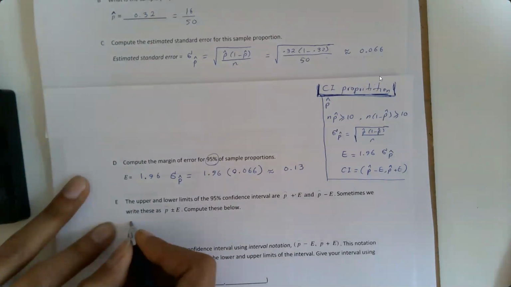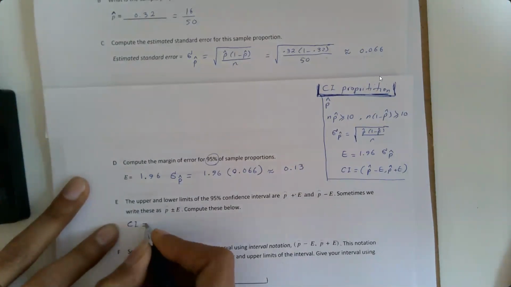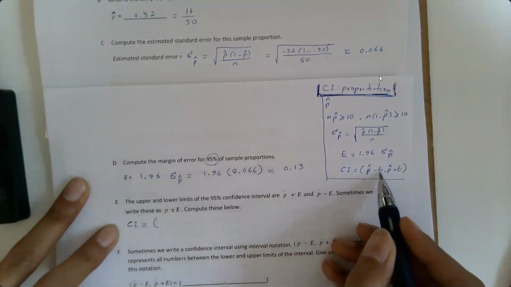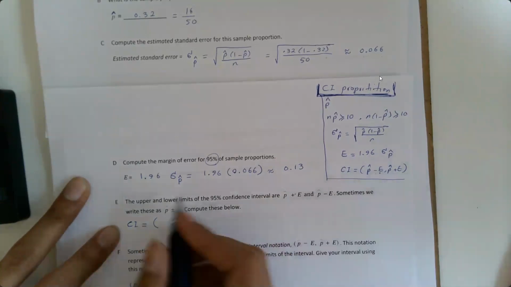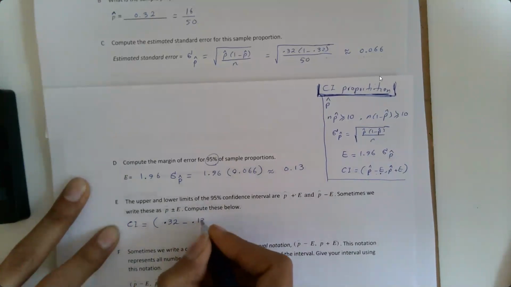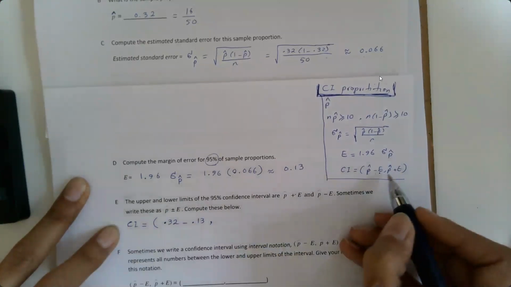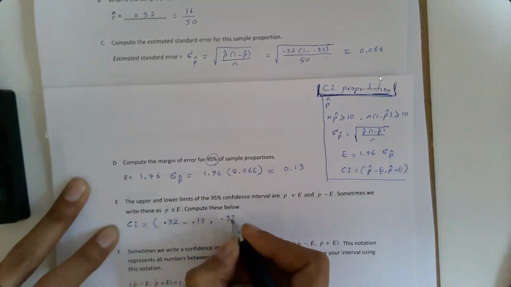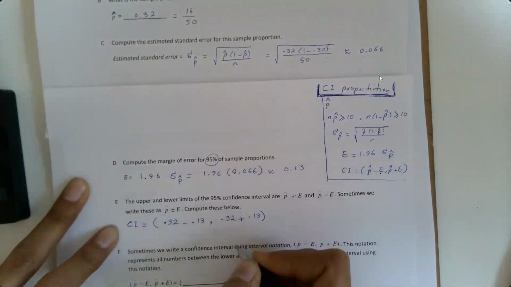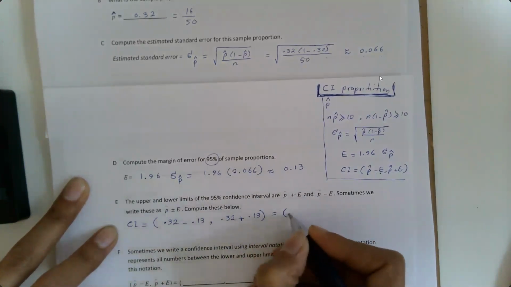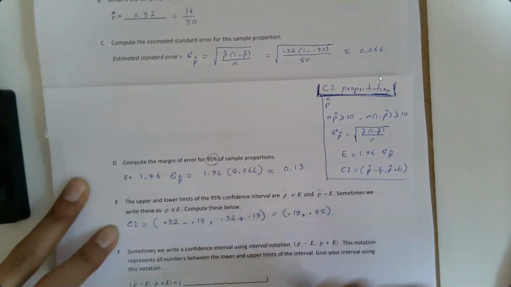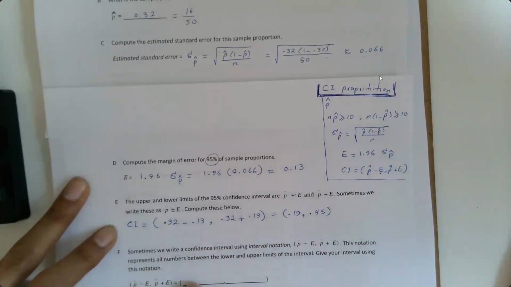So our confidence interval is equal to, in parentheses, p hat minus E. What is our p hat? We know p hat is 0.32, minus the margin of error, 0.13, comma, p hat, which is 0.32, plus the margin of error, 0.13. This is equal to 19%, comma, 45%. But what's the meaning of that?